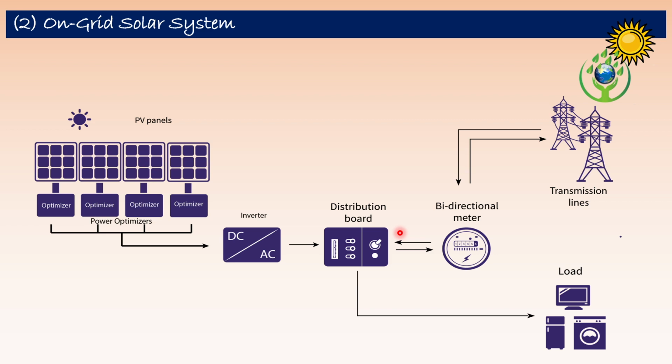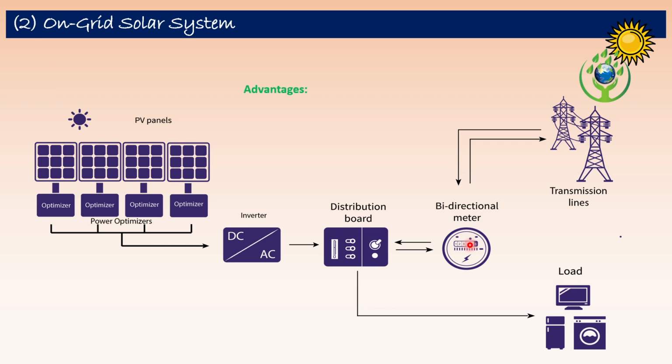So now if you have generated 2 kilowatts in the daylight and you have used only 1 kilowatt, and you stored 1 kilowatt on the grid system during the daylight, you can use it at night. And this is how the on-grid system works, the second type.